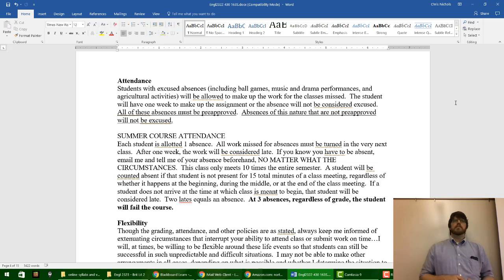So when I say you're allotted 4 absences in a fall or spring semester, the equivalency in this semester is 1. So really missing 1 class is like missing 2 weeks in the fall or spring semester, because you're missing like 10% of the course. Now when it comes to 3 absences, regardless of grade, the student will fail the course. If you think about that, that's like missing 6 weeks of a fall or spring course. So that's why it's listed like that.